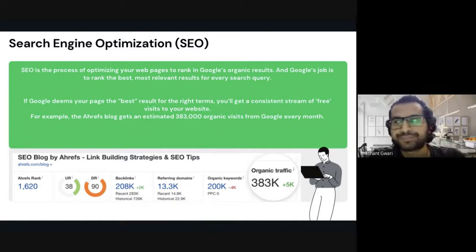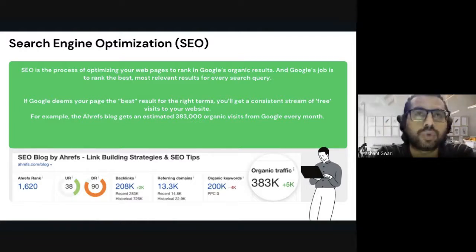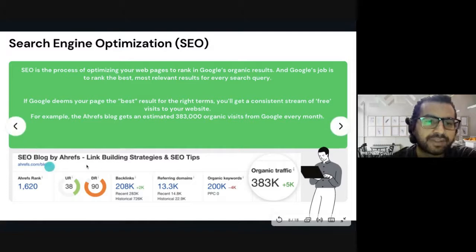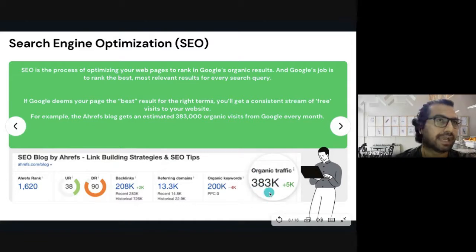For example, Ahrefs. Ahrefs is an SEO tool we use for a lot of things: keyword research, SEO audits, backlinks. They write regular blogs. So there is a blog by Ahrefs on link building strategy and SEO tips. You can see here their organic traffic in 1 month is more than 3 lakh, 383,000 traffic on their website.